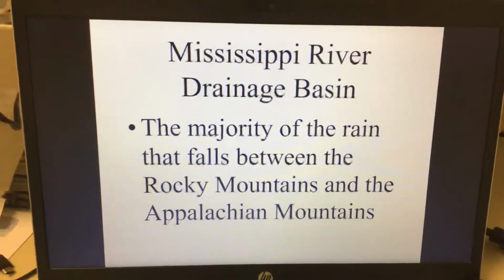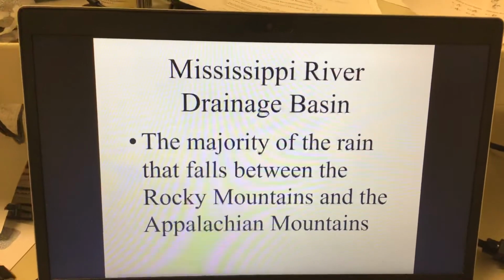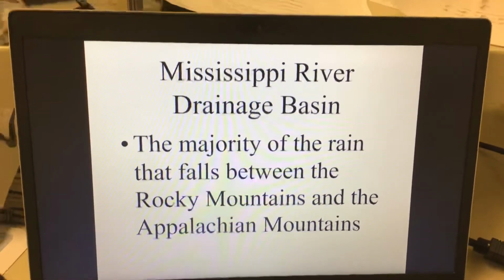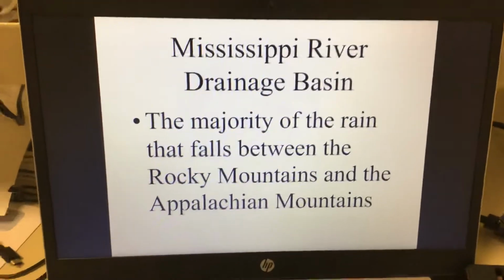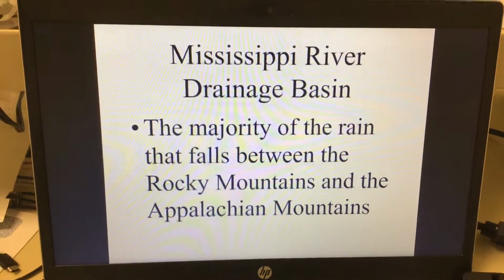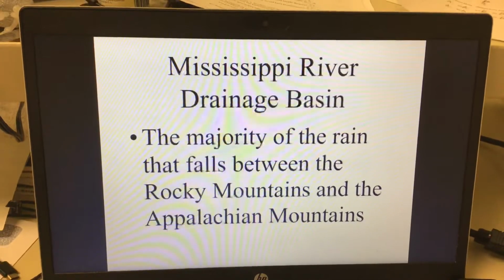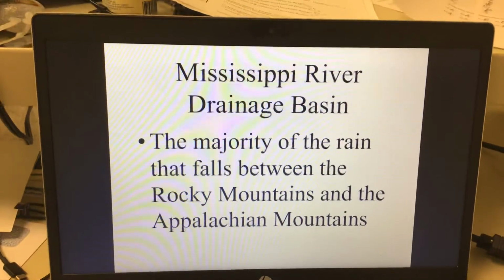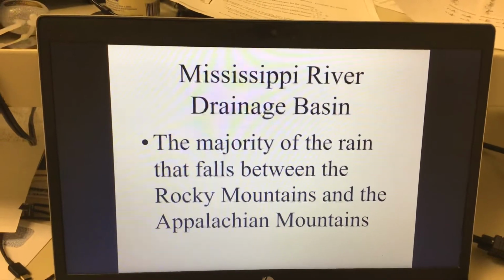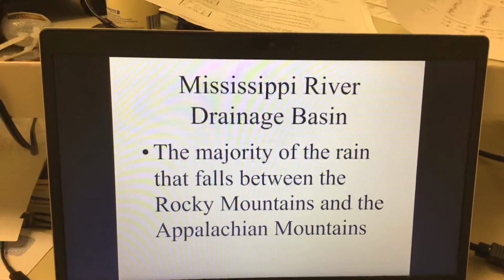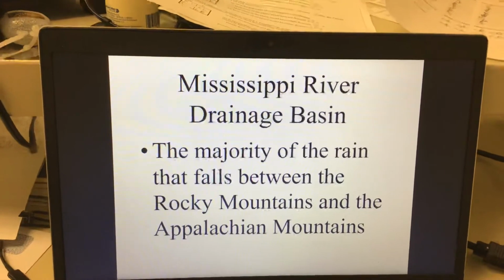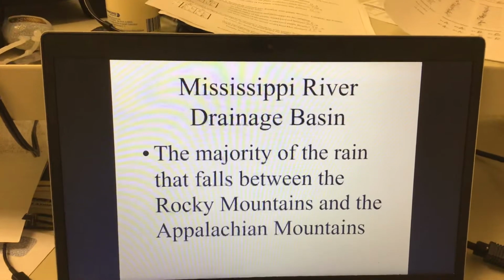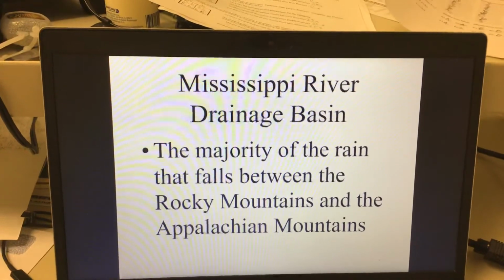I do want you to write this down. It will be on a test. Mississippi River drainage basin. The majority of the rain that falls between the Rockies and the Appalachian Mountains falls into the Mississippi River drainage basin. And actually, the Missouri River is considered part of the Mississippi River drainage basin because the Mississippi is a larger river. So pretty much every drop of water that falls from the Rocky Mountains, like Colorado and Wyoming, all the way to the Appalachian Mountains on the East Coast, everything in between is going to find its way some way into the Mississippi River.